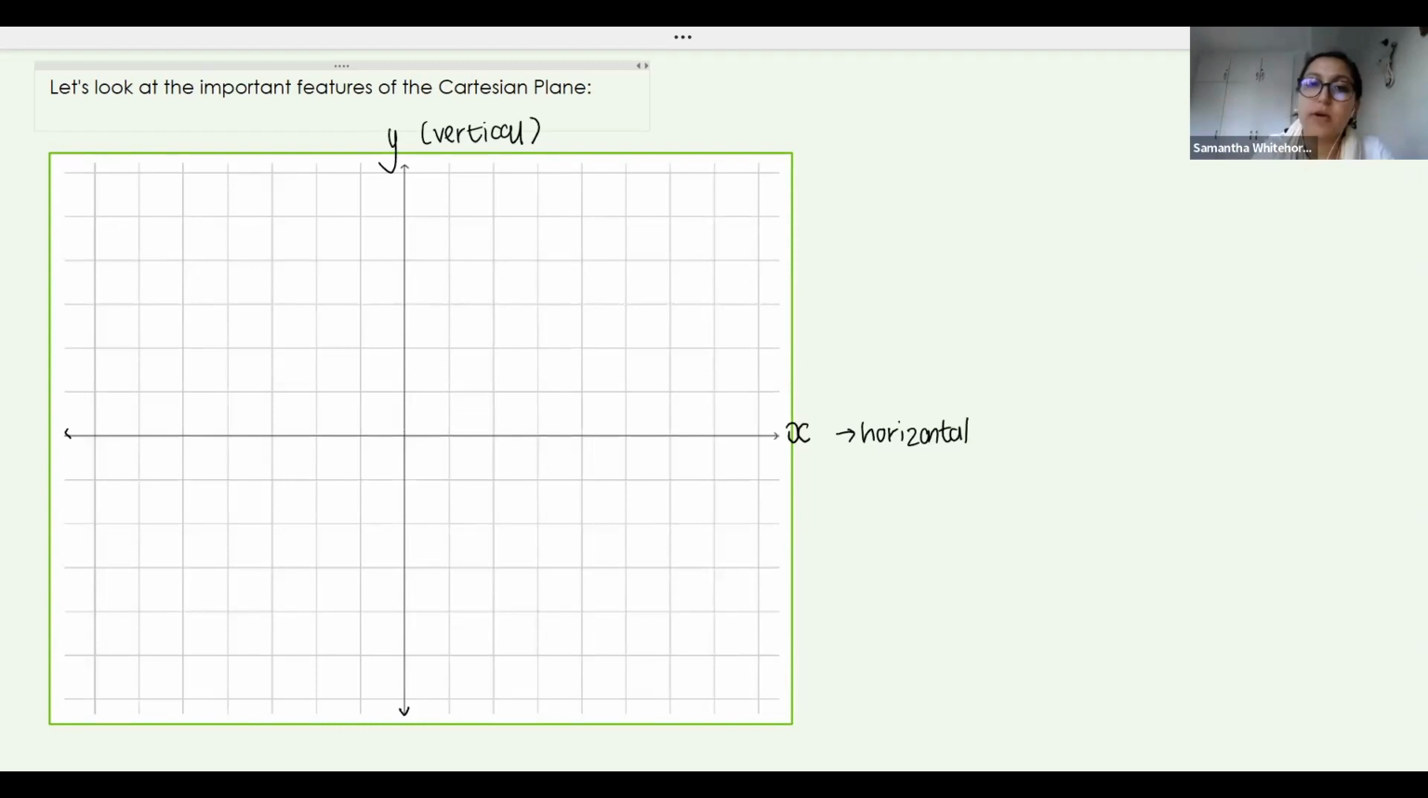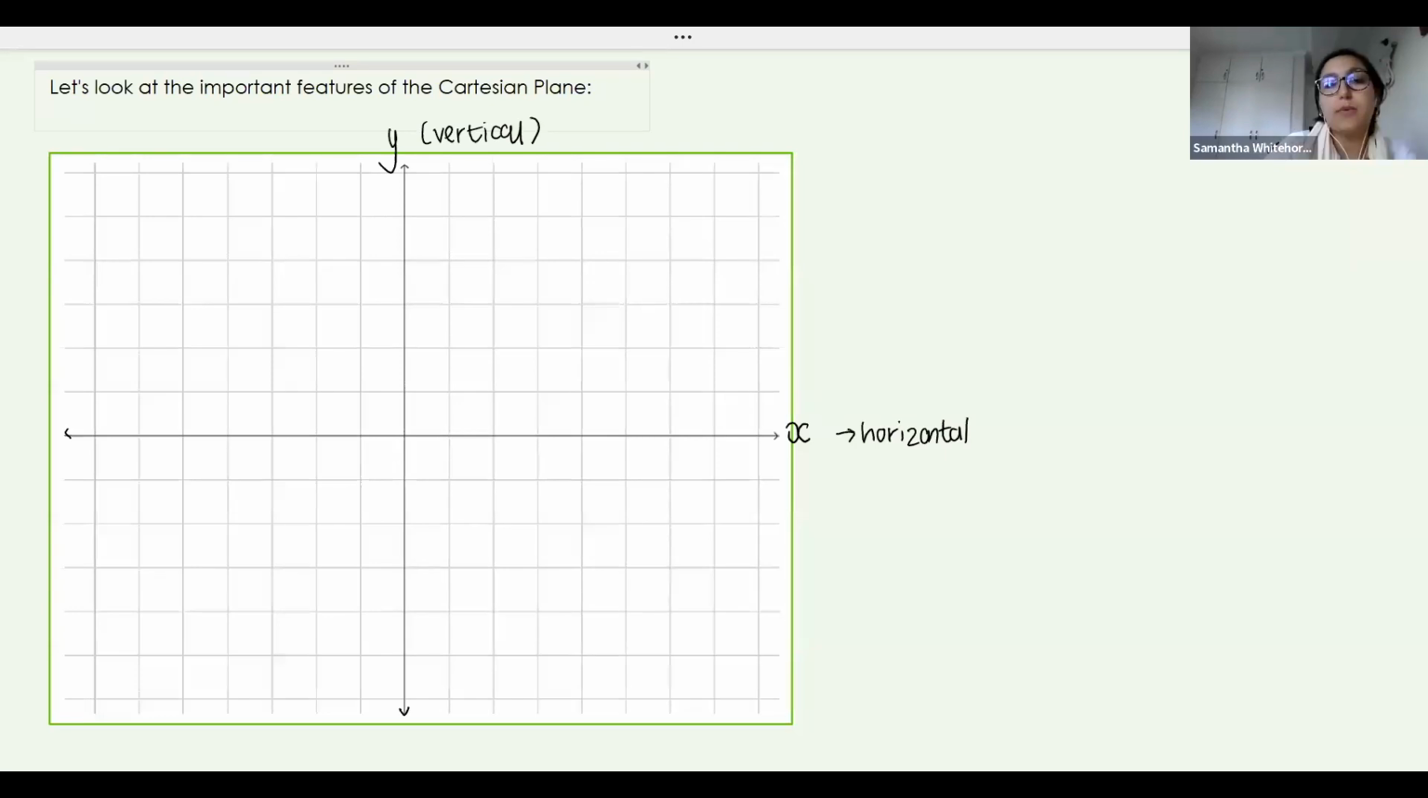The reason this is so important is because when we start plotting coordinates, so when we start putting points on this Cartesian plane, we need to know which value relates to the X and which value relates to the Y. Now, we've seen X and Y in number patterns. We know that X is our input. We know that Y is our output. So when we start to talk about relationships on our Cartesian plane, we're going to go back to that conversation of inputs and outputs. So the first very important feature of our Cartesian plane is that we have a vertical axis, which is Y, and a horizontal axis, which is X.